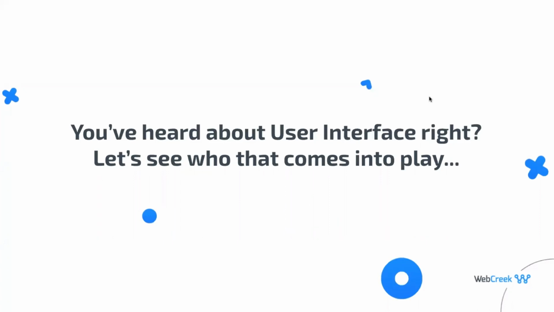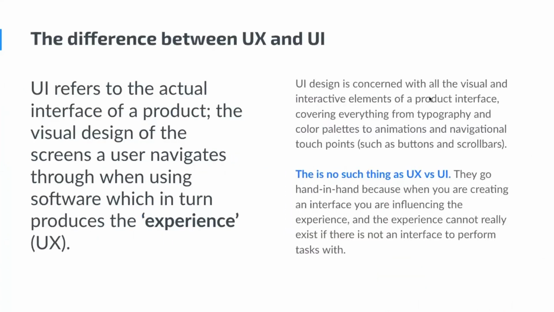And you might have heard about user interface as well. So let's see how that comes into play. UI is actually a part of UX. There is no such thing as UX versus UI because they go hand in hand. UI refers to the actual interface of a product that users interact with. You know, the visual design of the screens the user navigates when using software products, which in turn, the interaction, the usage that they give to that product, produces the experience, which is UX.